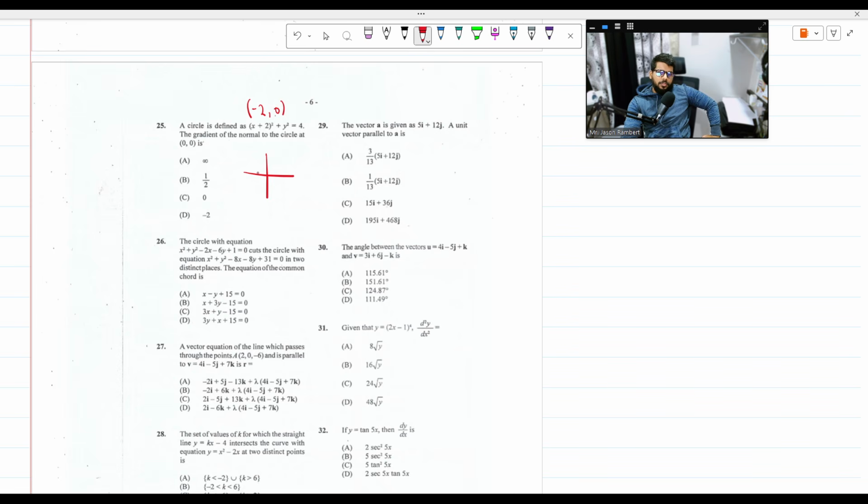Minus 2, 0 is here. 0, 0 is a point. So this is the center, that is the point. The gradient at that radius is going to be 0 because it's a horizontal line.